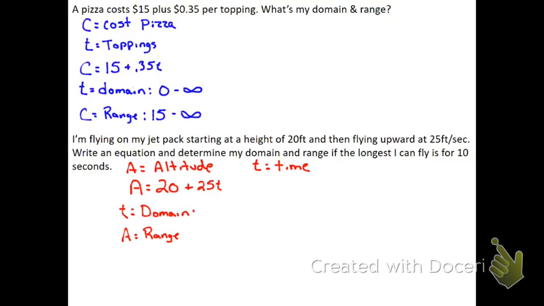So when we start this off, after 0 seconds, how many feet in the air will we be? So after 0 seconds in time, our feet in the air will be 20 feet. Our max domain, or our max time that we can be in the air, is 10 seconds. So after 10 seconds, how many feet will we be in the air? You do 10 times 25 plus 20, and you get 270. And that'll be feet, and this will be seconds.